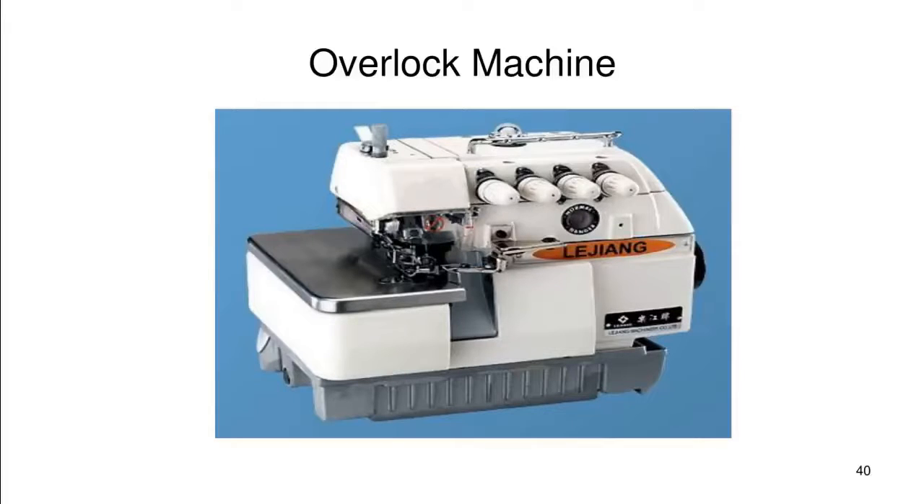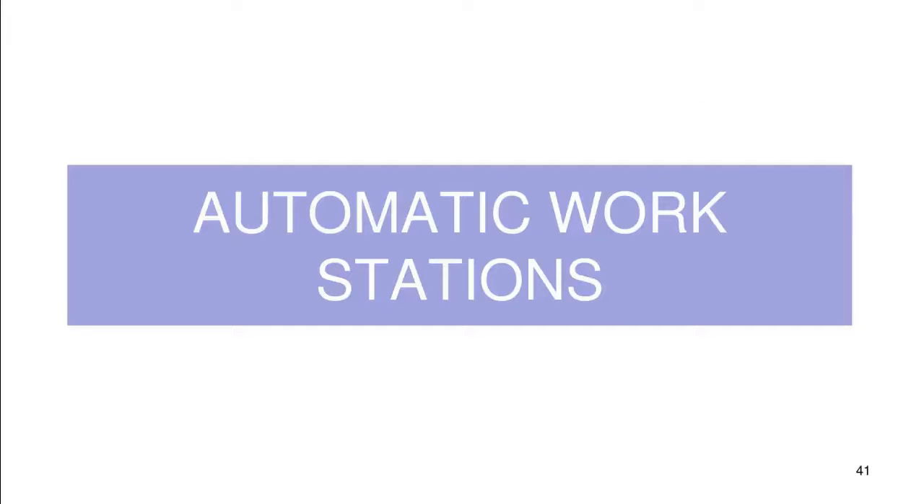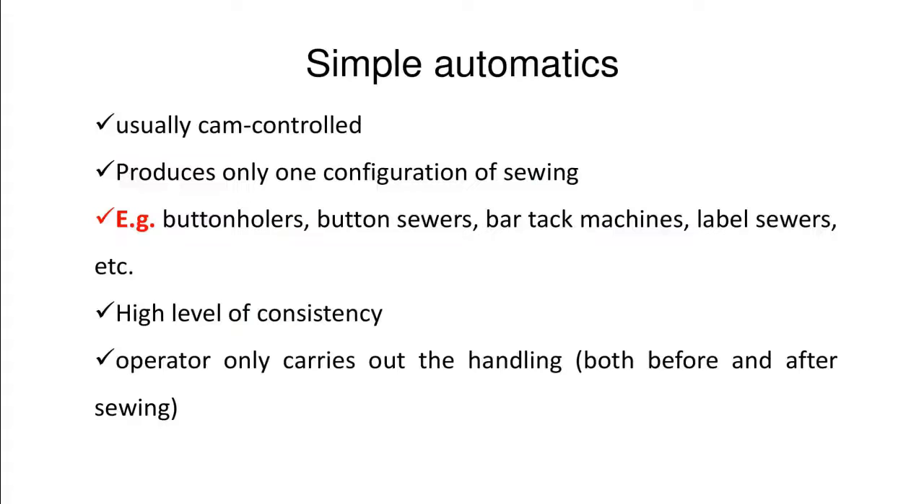Which also brings us to the end of this third section of the session, which is types of different bed types. And then we go to slide number 41, which is automatic workstation. Now, automatic workstation is like we talked about the computerized machines. So these are automatic workstations. Those various operations which have been automated, which have been computerized to an extent. So we come to slide number 42, simple automatics, usually CAM controlled.